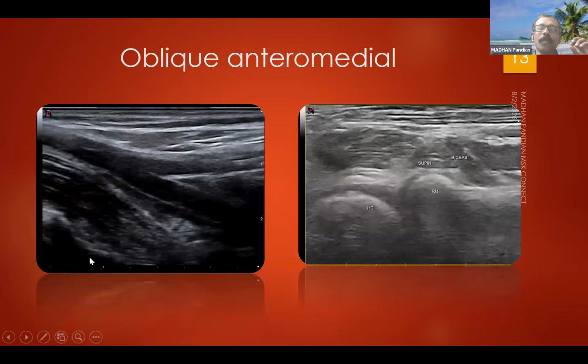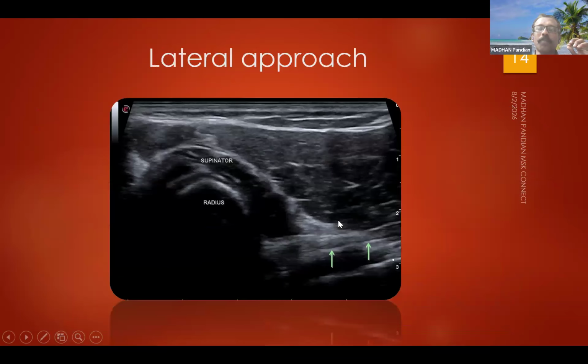Right? This is how an oblique anteromedial approach, you can see through the pronator window, you can see the insertion of the long head of the biceps. So this is by far the most common one. The lateral approach, again, you can see the supinator over the radius and below which you can see the long head of the biceps. Again, this is not the true insertion point of the long head of the biceps.